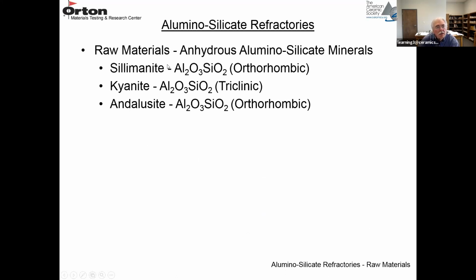The next group consists of sillimanite, kyanite, and andalusite. Those are the anhydrous aluminosilicate minerals. They're all 1-to-1 alumina to silica, so it's Al2O3 SiO2. This is orthorhombic, this is triclinic, this is orthorhombic. These two have the same crystal structure, but they have different bond lengths, or the length of the crystal cells are different.